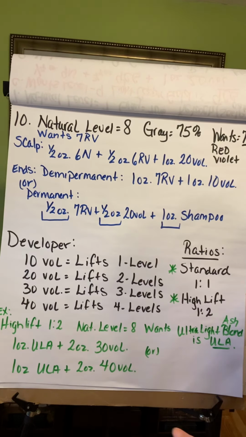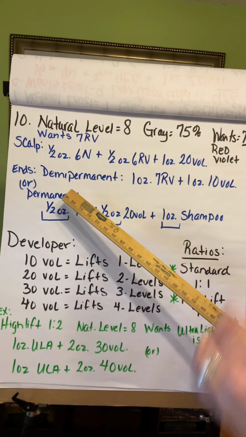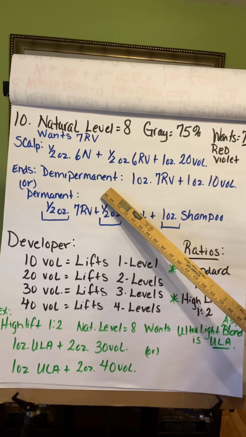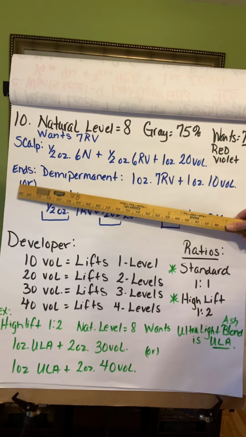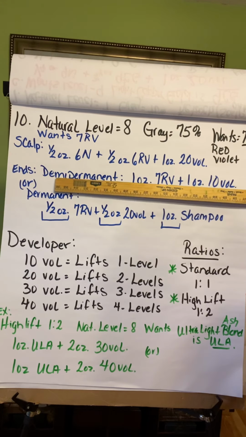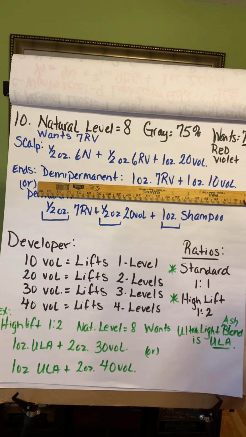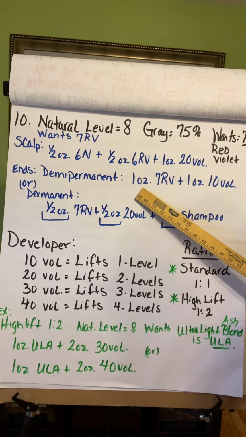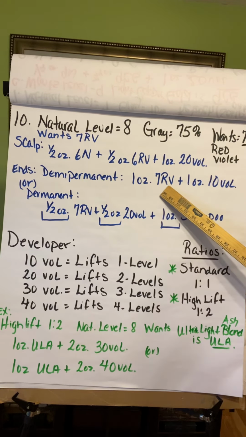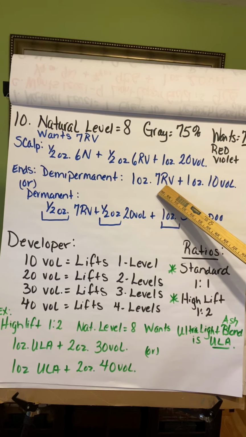Okay, so for her ends, it's demi-permanent color. You got 2 choices. Number 1, you can put demi-permanent color because her ends are faded on here. So the formula is going to be 1 ounce of 7RB. It's going to be 7RB here because we've already colored her this color.